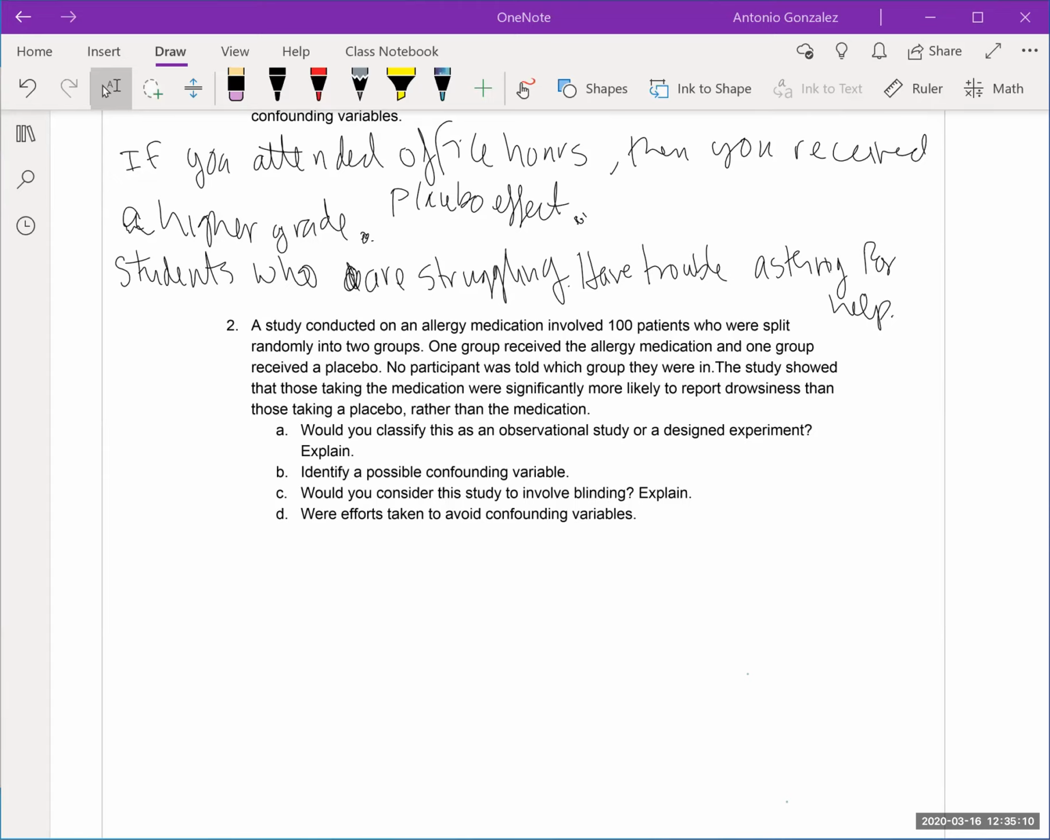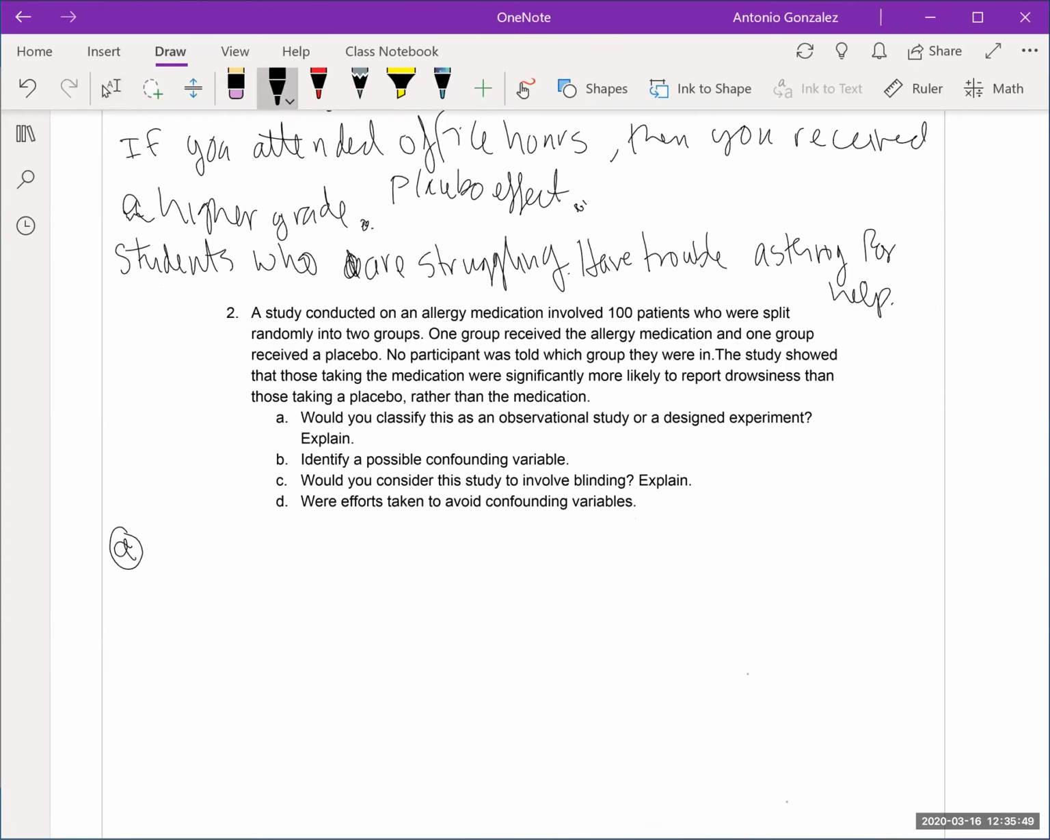It says a study conducted on an allergy medication involved 100 patients who were split randomly into 2 groups. One group received the allergy medication and one group received a placebo. No participant was told which group they were in. The study showed that those taking the medication were significantly more likely to report drowsiness than those taking a placebo rather than the medication. All right, so that's the setup of the experiment. And now let's see if we can answer these 4 questions here.